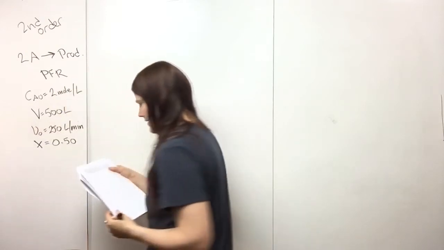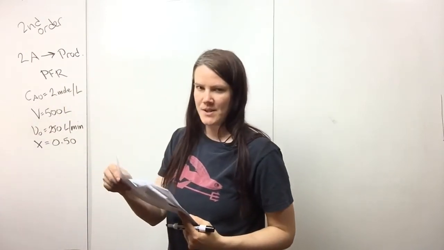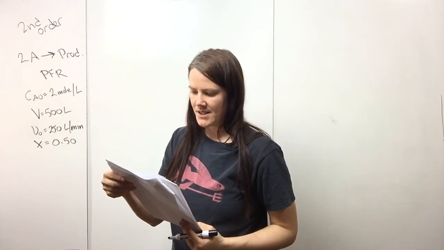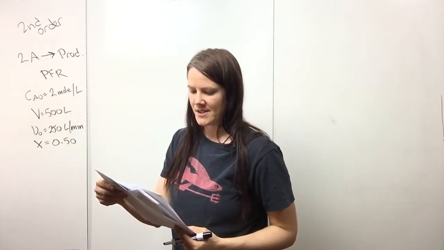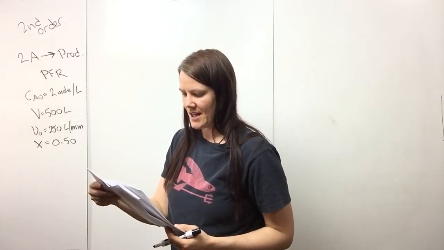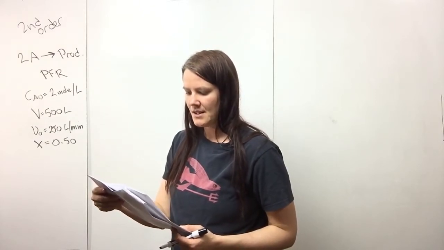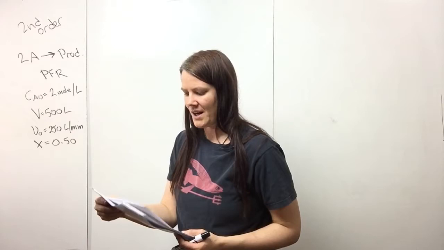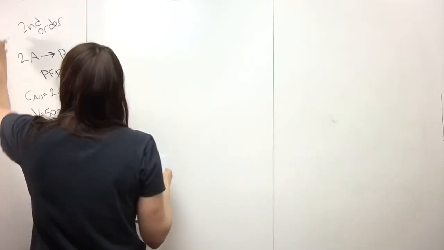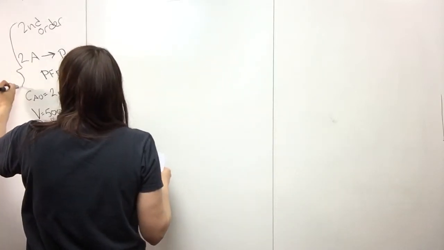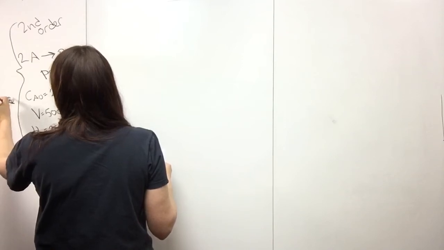And then it says, for operational purposes, it is decided to recycle part of the exit stream to increase conversion. The reactor 10 times the size of the original was used, and the target conversion was 80%. What recycle ratio is required to achieve the target conversion? So this is reactor 1.